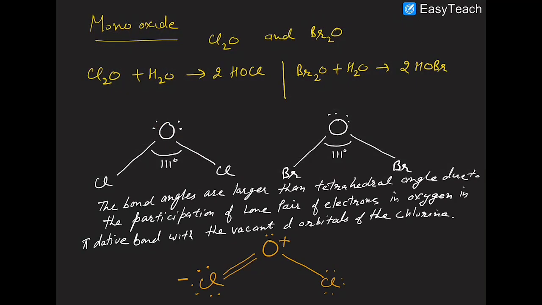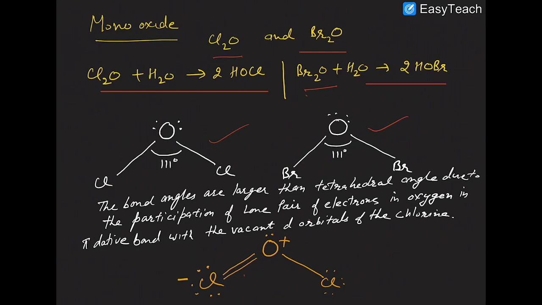Now look at the structures of the monoxides Cl2O and Br2O. Cl2O, when dissolved in water, gives you hypochlorous acid. So it means that chlorine monoxide is a pure anhydride because it gives only one type of acid. Similarly, Br2O, when dissolved in water, gives hypobromous acid. If you look at that, the bond angle in both of them is nearly the same. The bond angles are larger than the tetrahedral bond angle due to the participation of lone pair electrons of oxygen in pi dative bonding.